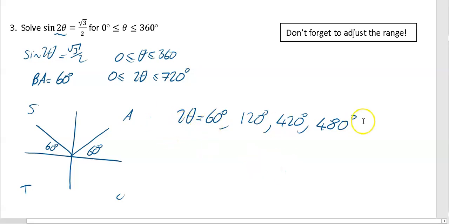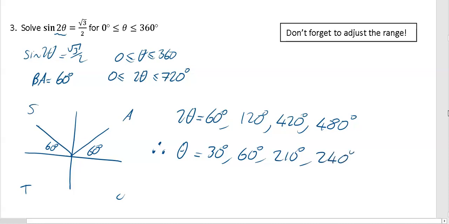That was what 2 theta was equal to. So it's really just four linear equations. So therefore theta is equal to 60 divided by 2 gives you 30. 120 divided by 2 gives you 60. 420 divided by 2 gives you 210. 480 divided by 2 gives you 240 degrees.